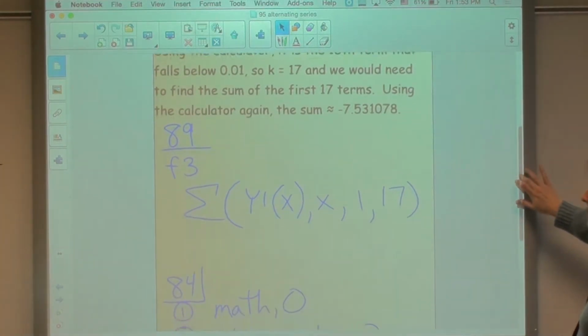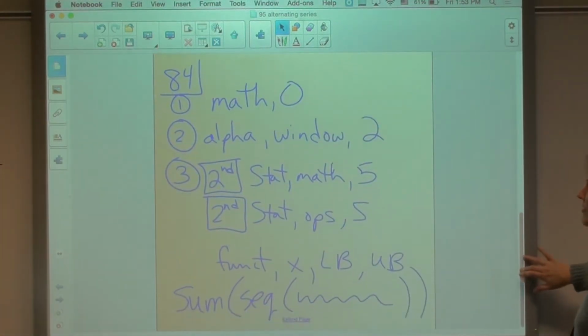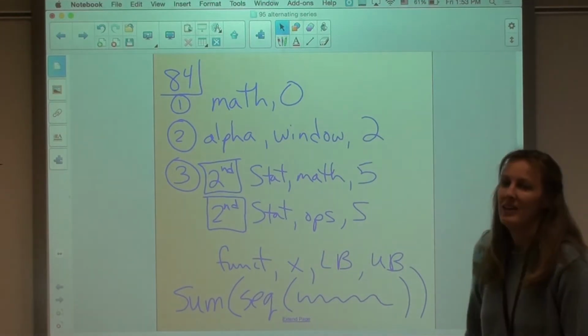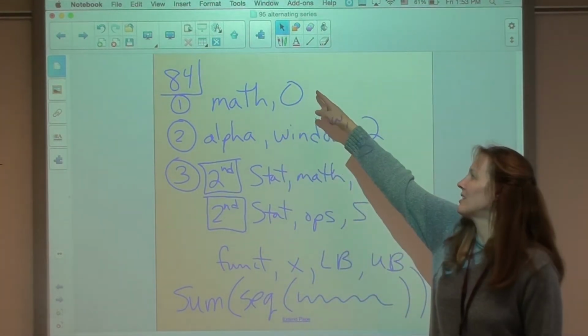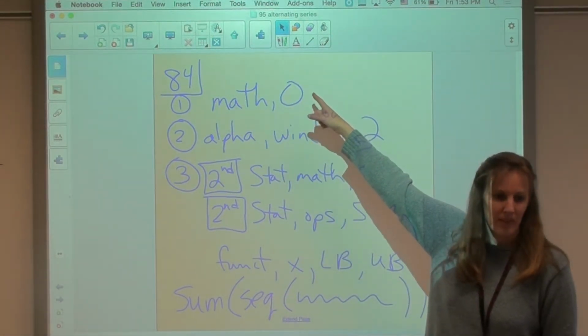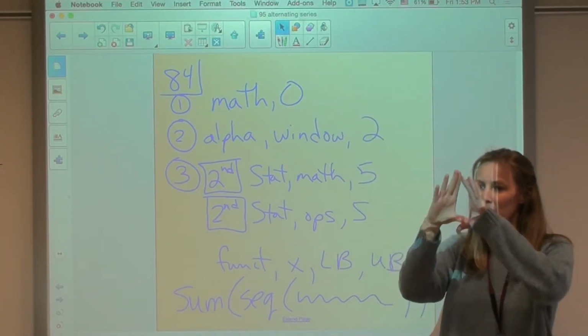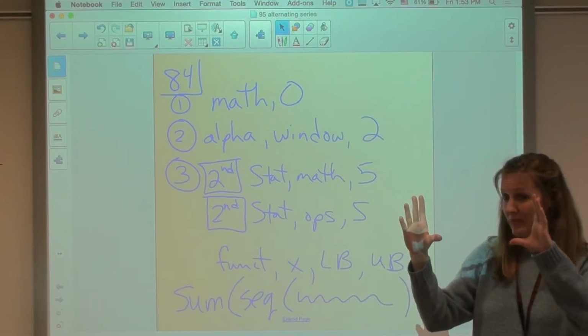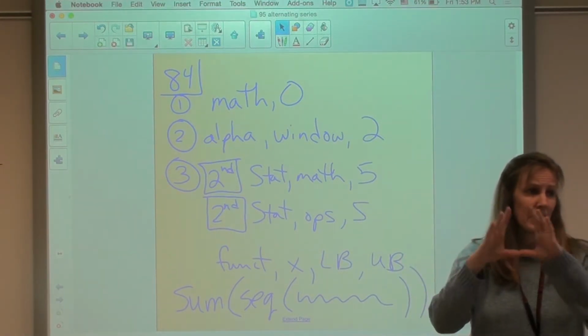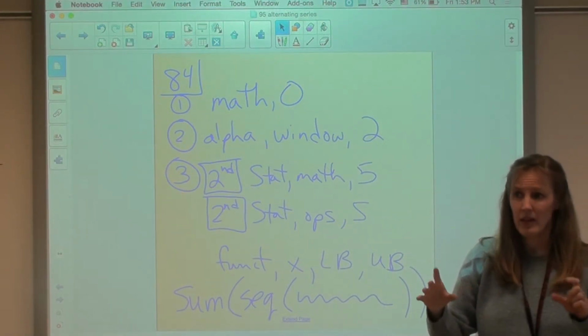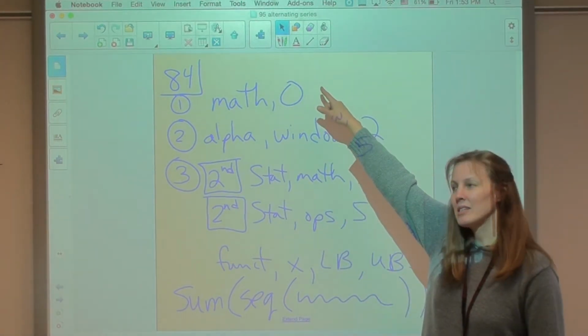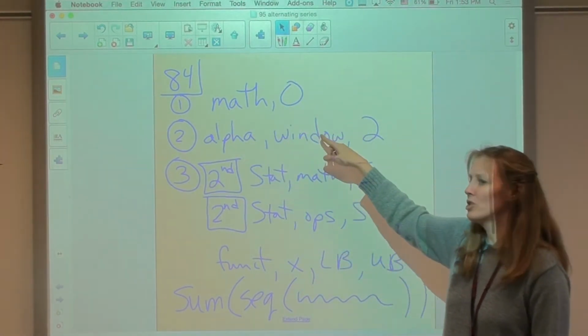If you're on an 84, there are several options. The first one is to just hit math 0. If you're on a newer 84, math 0 should make a little summation symbol pop up. Hopefully that takes care of most of you. Another way to get that symbol is to type alpha window 2.